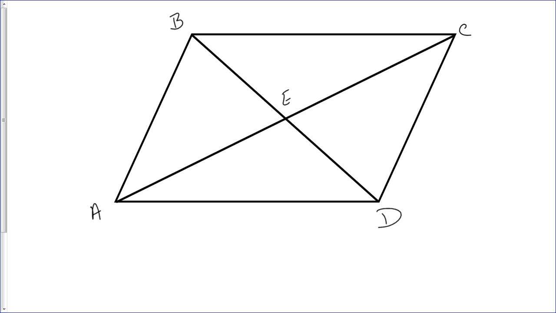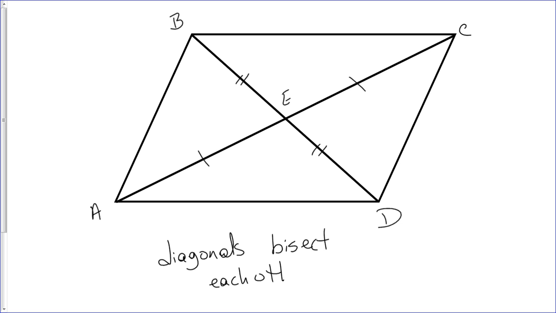We know that BE is congruent to ED because they bisect each other. We also know that AE is congruent to EC. So the diagonals bisect each other. If we knew BD was, say, 12, and I asked you for BE, since we know they bisect each other and both sides are congruent, BE would be 6, because it is simply half the length of BD.